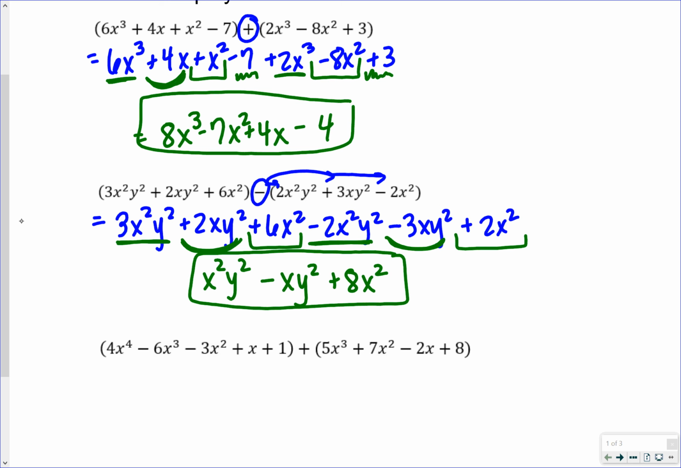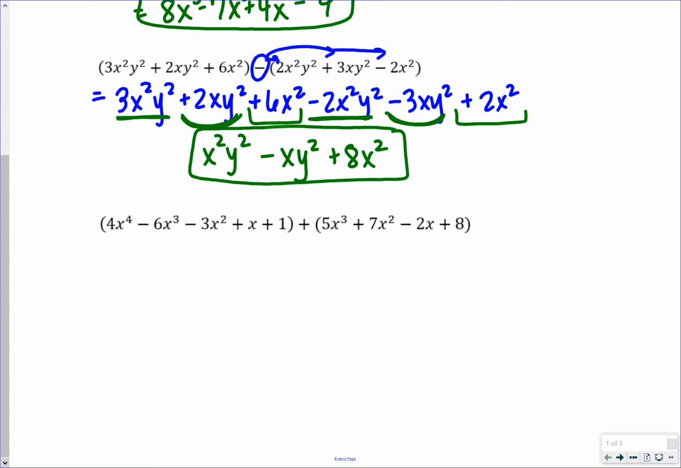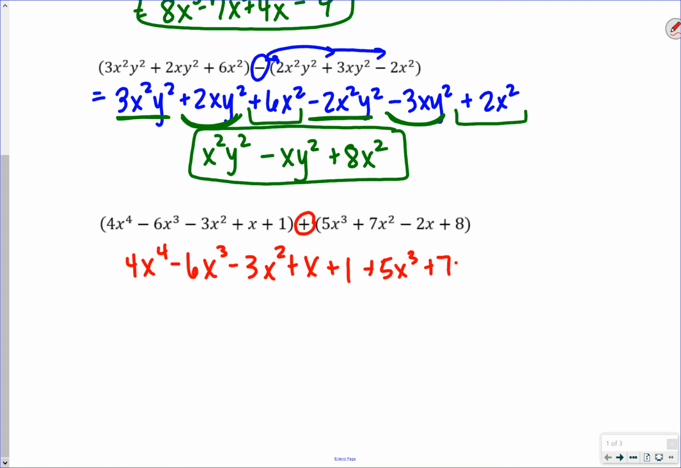We are going to do this one more time with our bottom expression. I have addition in the middle, so I'm just going to drop my parentheses and add like terms. I have 4x to the fourth minus 6x to the third minus 3x squared plus x plus 1. And then I'm adding 5x cubed, that doesn't change. I'm adding a 7x squared, that doesn't change. I'm adding a negative 2x, and I'm adding an 8.